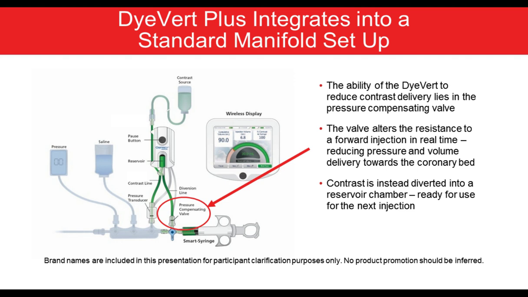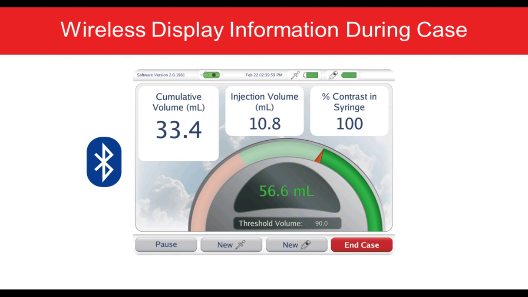So, for instance, this setup is for the Divert Plus. The contrast saving component of it actually connects to the manifold and is able to reduce forward delivery of contrast to the patient by, on average, about 40%, and that's done through a pressure compensating valve. The contrast that's diverted is then used for the subsequent injections. And this is what the readout looks like that we just mentioned, where you have a cumulative volume, injection volume, and you can get a % savings, or it can also tell you the contrast that's actually in the syringe.